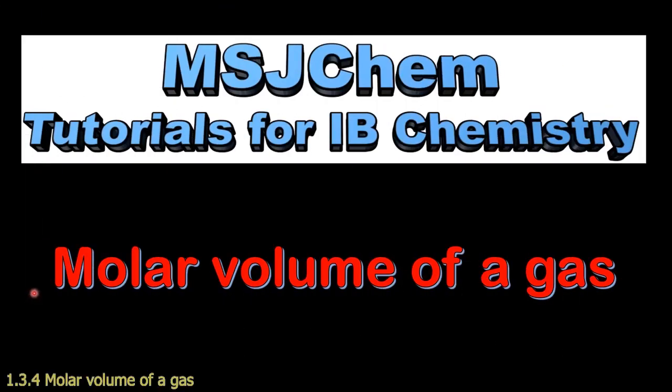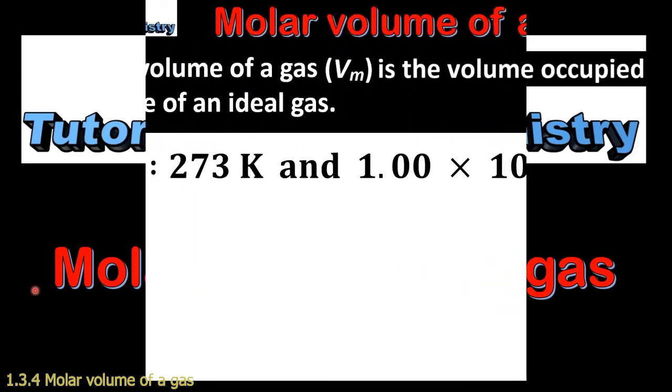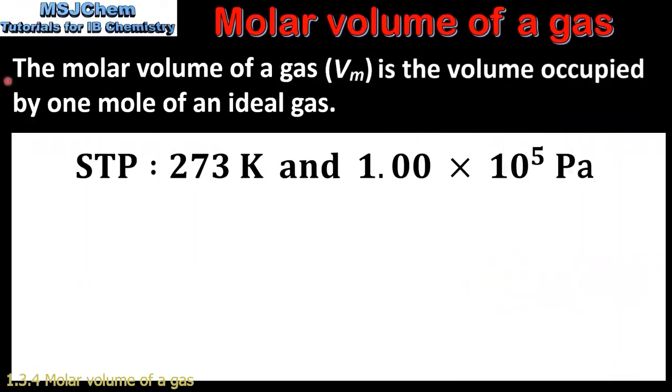This is MSJ Chem. In this video, I'll be looking at the molar volume of a gas. The molar volume of a gas is the volume occupied by 1 mole of an ideal gas. The molar volume must be stated at specific conditions. In this video, I'll be using the conditions of STP. These are a temperature of 273 Kelvin and a pressure of 100,000 pascals.